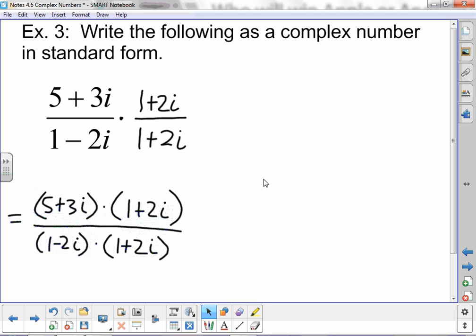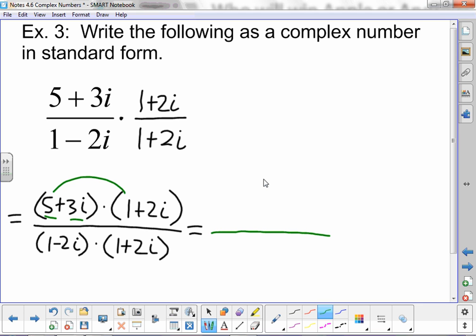So anyways, I'll do the top in green. Just focusing on the top part, I have a double distribution here. So I'm going to distribute the 5 to the 1. 5 times 1 is 5. I'm going to distribute the 5 to the 2i, which is a 10i. Then I'm done distributing the 5. So now I'm going to distribute the 3i. Those of you that use the box method, feel free to do that too. So 3i times 1 is a positive 3i. 3i times a 2i is a 6i squared.